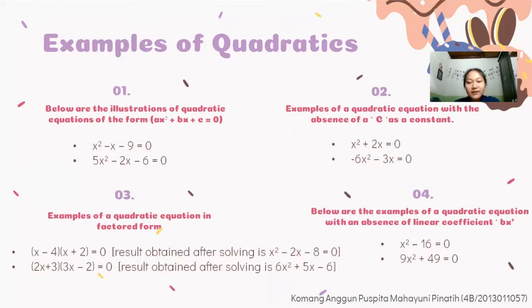And the fourth is an example of a quadratic equation with an absence of the linear term bx. The examples are x squared minus 16 equals 0 and 9x squared plus 49 equals 0.